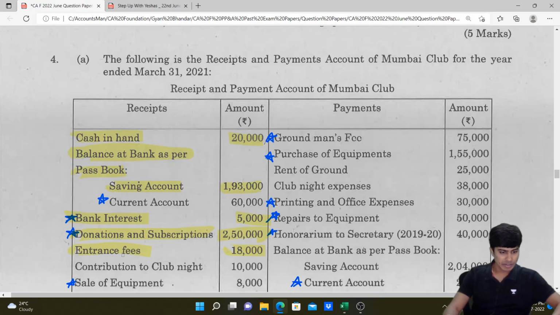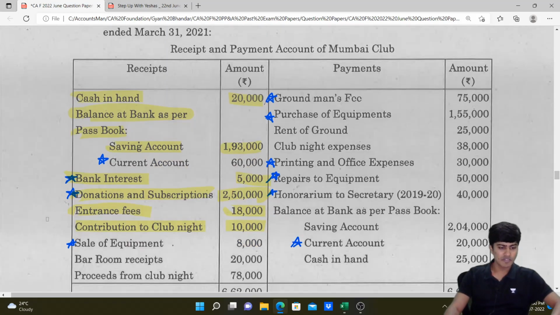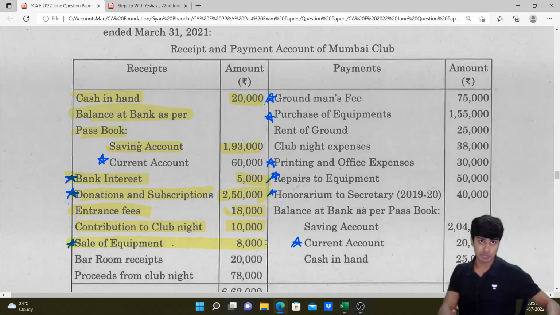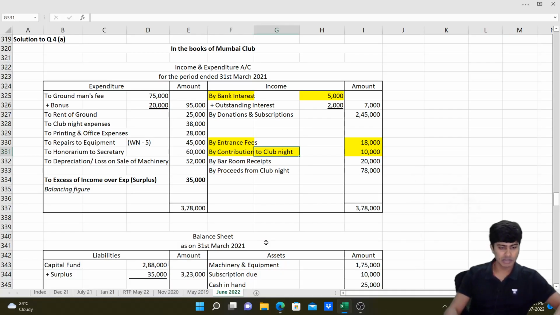Cool. Then we have contribution to club night 10,000 rupees. Contribution received is income. So I'll write by contribution to club night income 10,000 in income and expenditure. Then we have sale of equipment. This is not a revenue receipt. I will not write this in my income and expenditure. I'll open one machinery and equipment account and write this there.